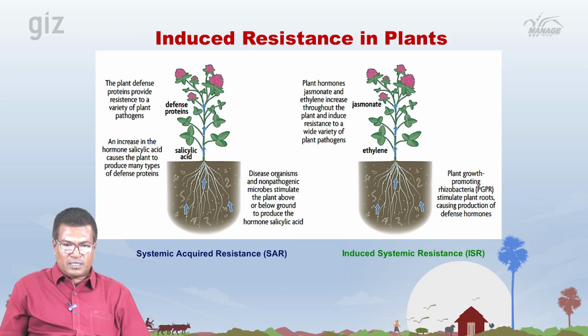Another one is induced defense mechanisms. There are two kinds of induced defense mechanisms that exist in nature. One is systemic acquired resistance, and another one is induced systemic resistance.